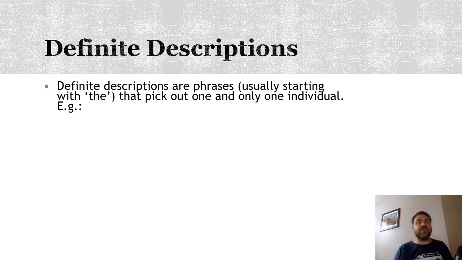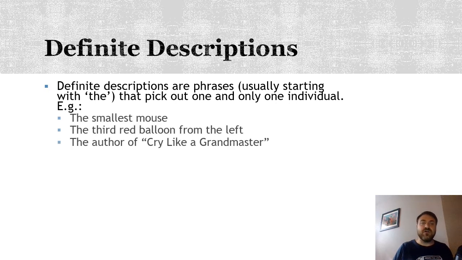And so one of the other really good things about having an identity predicate is that it allows us to do something with definite descriptions that we pretty much just need to do. So let's talk a little bit about what a definite description is first. Okay, a definite description is a phrase. It usually starts with the word the, right? That picks out one and only one individual.